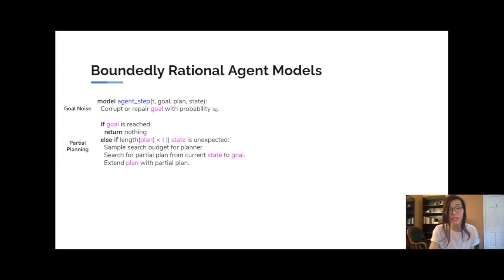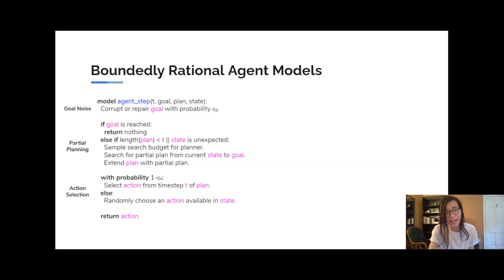The agent then plans to achieve that goal, but in a boundedly rational manner. In particular, the agent doesn't form a complete plan from the start, but instead plans only some steps ahead, executes those steps, then replans as necessary. Replanning in this way is less cognitively demanding, but can also lead to suboptimal or mistaken plans. Finally, the agent executes its plan. However, due to execution error or motor noise, the agent may sometimes execute a random action instead, that is, a mistaken action.